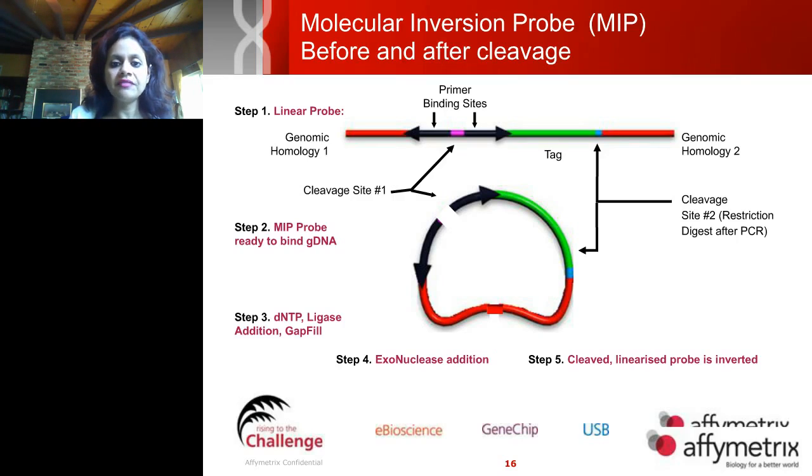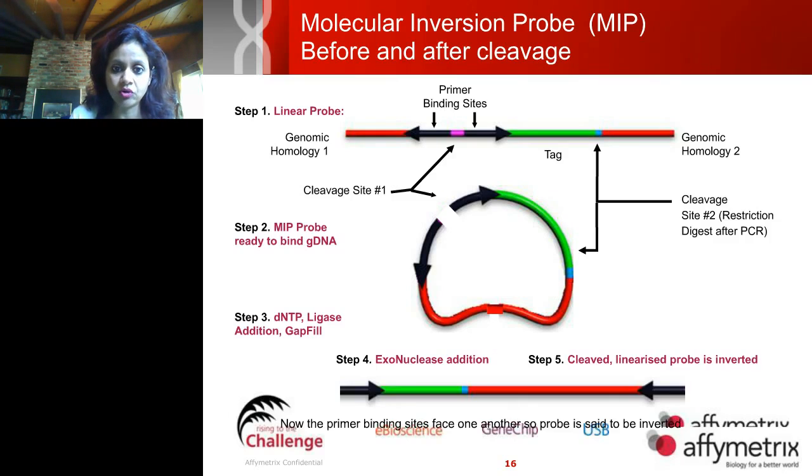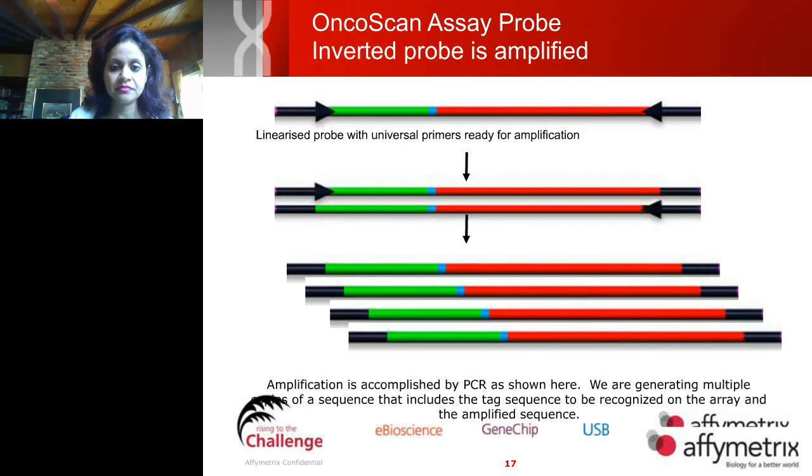So now, after that's been done and you've got rid of all the unwanted DNA and the unused probes, a cleavage step occurs and the linearized probe is inverted, and hence the term inversion probe. And now, as you can see, you are left with just the correct probe sequences that found the matching genomic DNA. And now these linearized probes with the universal primers are ready for amplification.